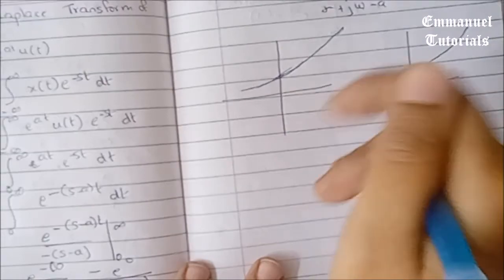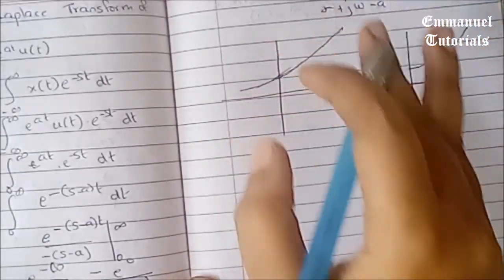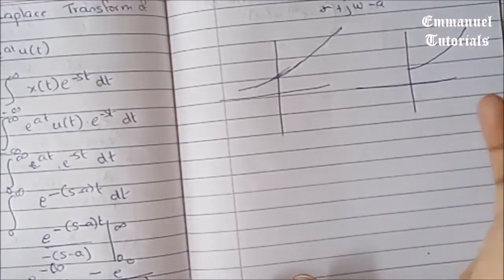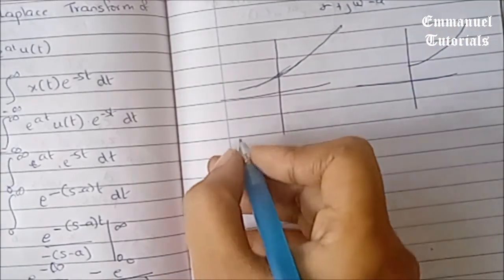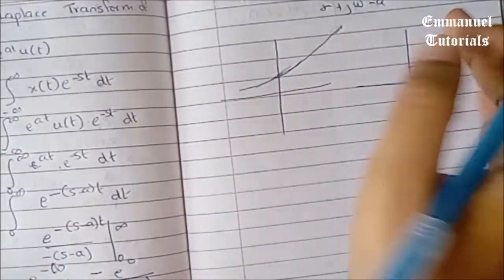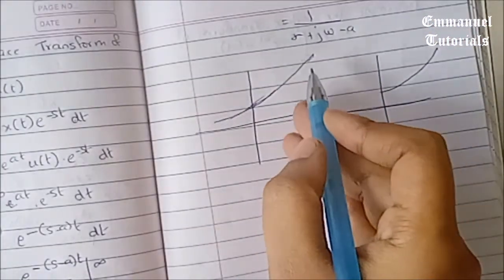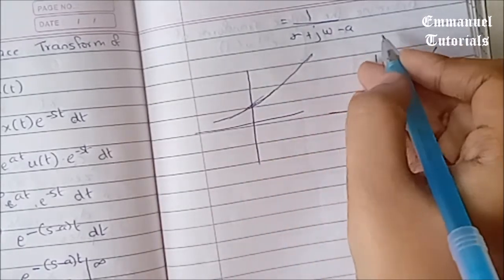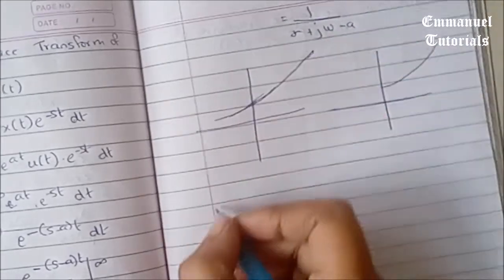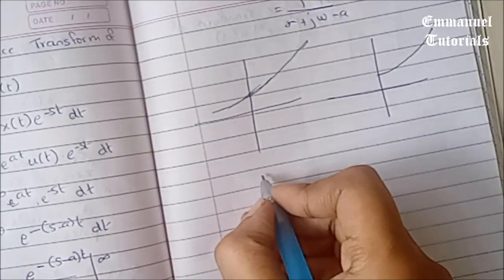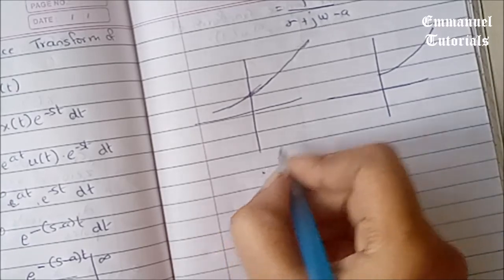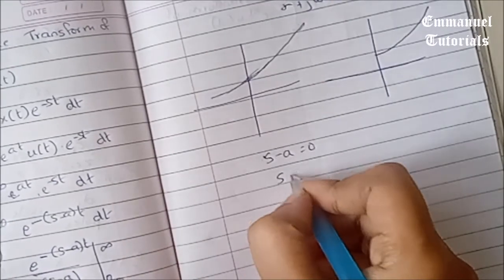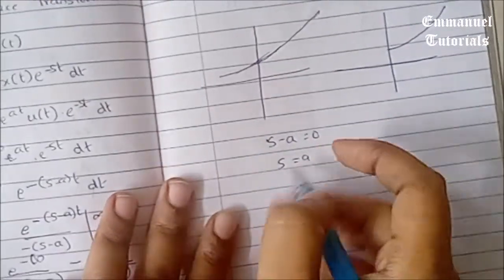So when you write the ROC, you have to always see where the signal is present, whether it is on the left hand side or on the right hand side. So if it's on the right hand side, our ROC will be greater than. So now we have sigma plus j omega minus a. So if you equate the denominator to 0, it will be s minus a is equal to 0. So s is equal to a.